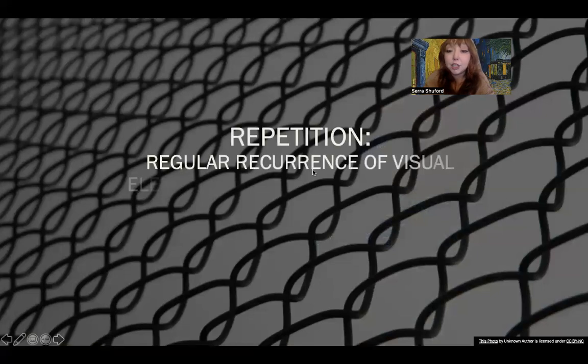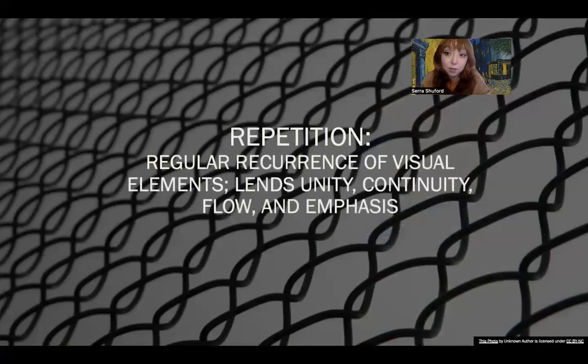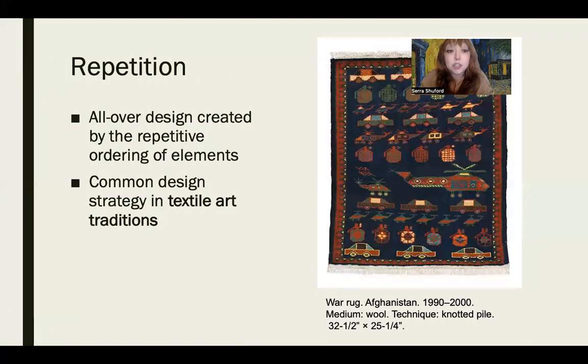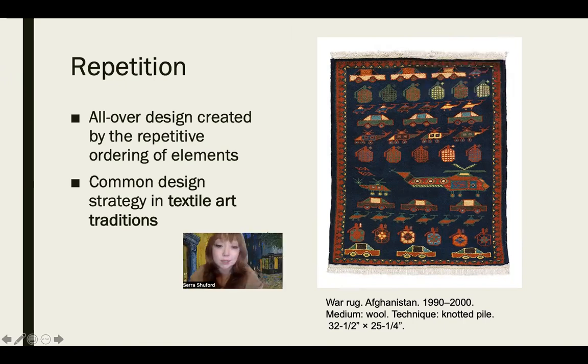Okay, our last two are repetition and rhythm. Repetition is the regular recurrence of visual elements. It lends itself more to unity, continuity, flow, and emphasis rather than variety and subordination. Repetition is the all-over design created by the repetitive ordering of elements. It's a common design strategy used in textile art traditions, such as weavings, even knitting, crochet, embroidery, all of those.